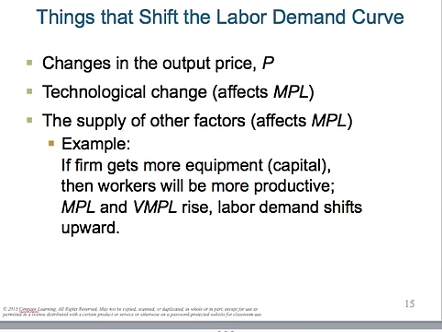Now, things that shift the labor demand curve: changes in the output price P and technological changes can affect the marginal product of labor. The supply of other factors affects the marginal product of labor. An example would be if a firm gets more equipment, which is capital, then workers will be more productive. The marginal product of labor and the value of the marginal product of labor, because they're using the equipment, rise. Labor demand shifts upward. You've got this great new invention to produce wheat. Say it's a combine, a tractor, or something that helps you produce more of it. You need people to run that combine or tractor.